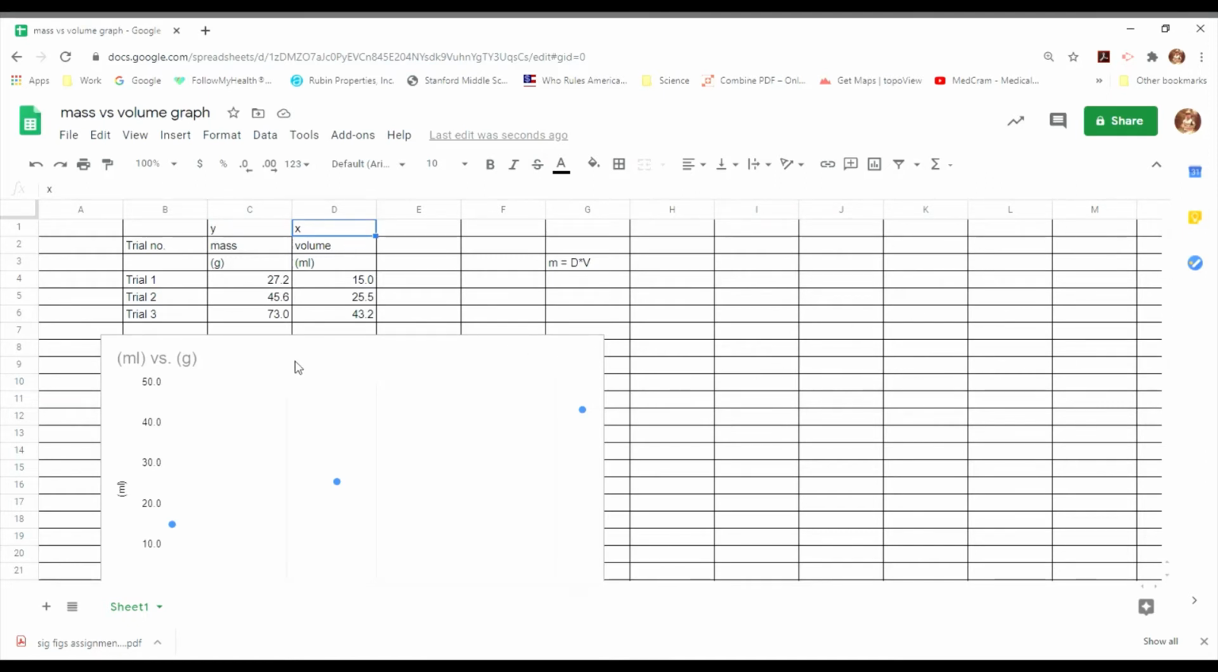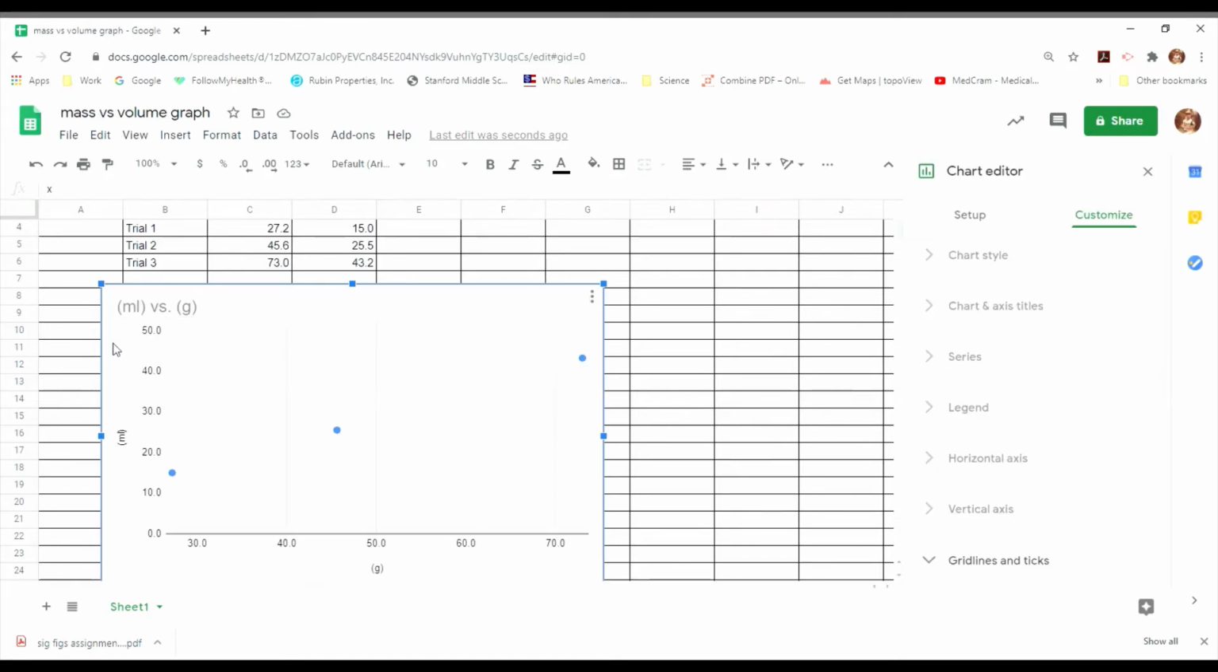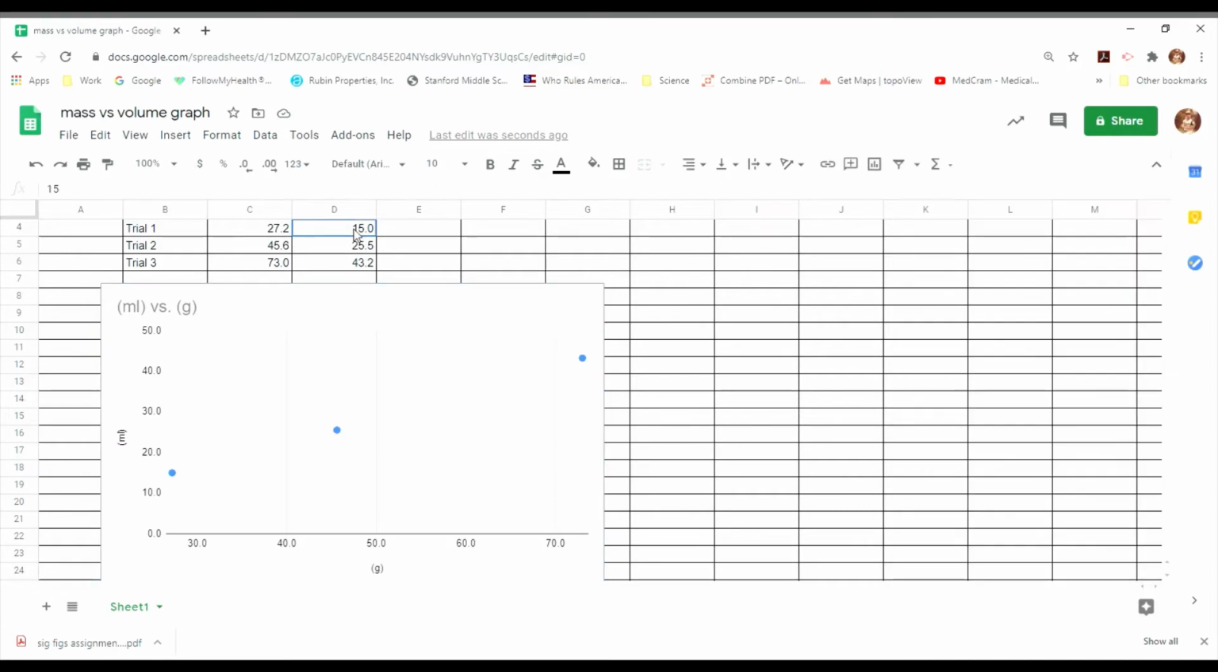If you want to come back, just go into the graph and double click over here. When you double click, the chart editor comes up. So I'm still on my setup. Go to setup, click scatter chart, go down to the x-axis and choose D4 to D6, because that's where the volume is. You want the volume to be on the x-axis. So this is D4, this is D5, and this is D6. You want those to be on there.